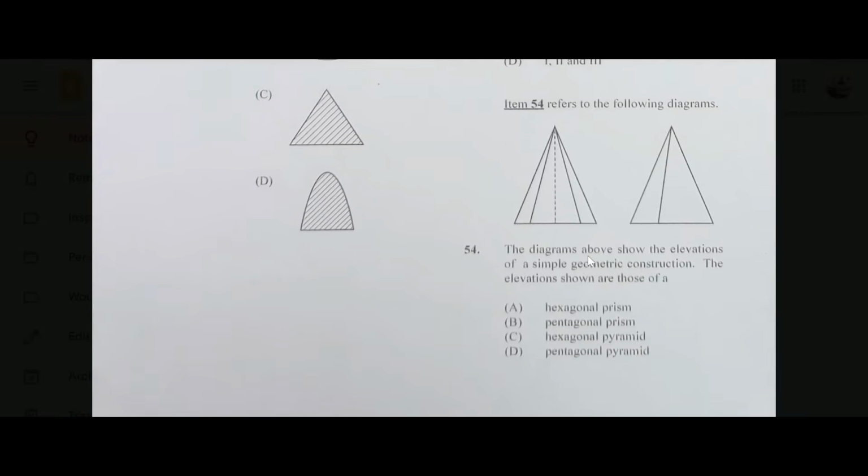54, the diagram above shows the elevation of a simple geometric construction. The elevations shown are those of a... all right, it's not hexagonal, well, it's not a prism to begin with. So A and B are out. It's a pyramid. It's not hexagonal, so it's a pentagonal pyramid. The base of the pyramid has 5 sides, so number 54, D.